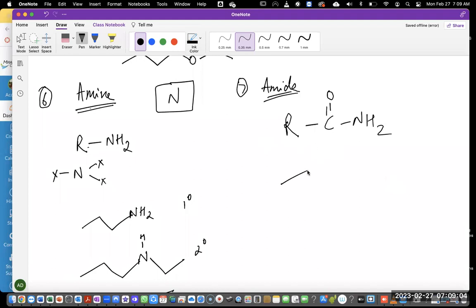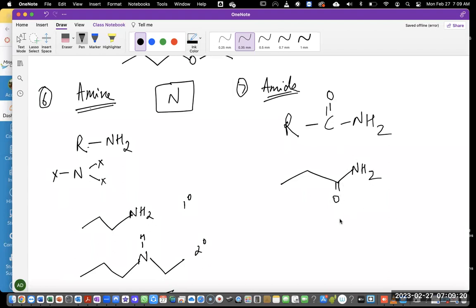An example for this, guys, will be something like this, something that will have, again, a C double bond O, and then you have a nitrogen. So whenever you see this, that's when you have an amide. Okay, again, very different functional properties between amine and amide because of the C double bond O.